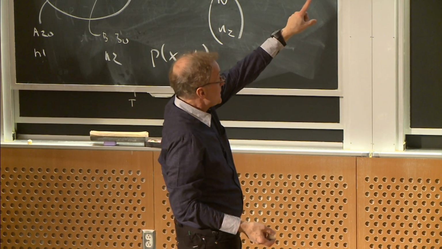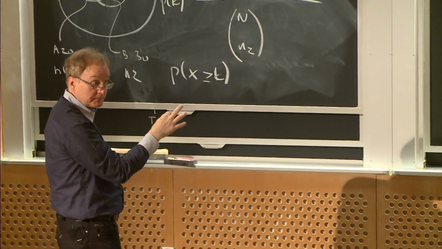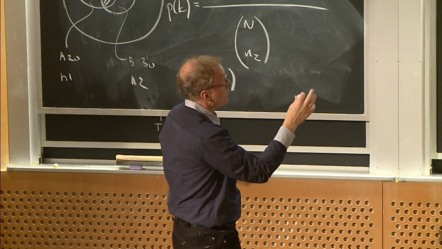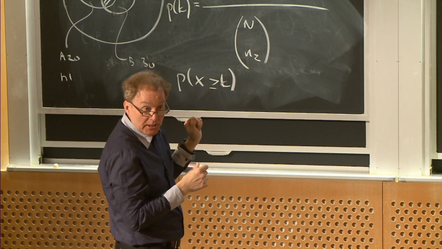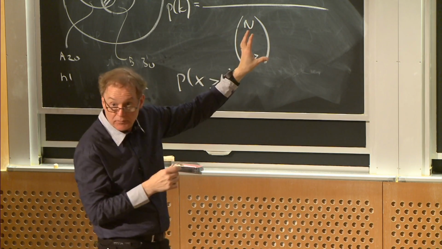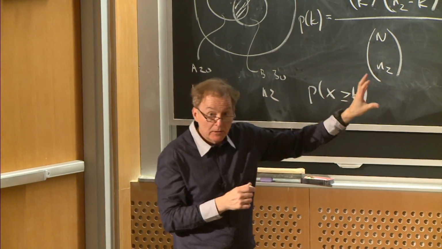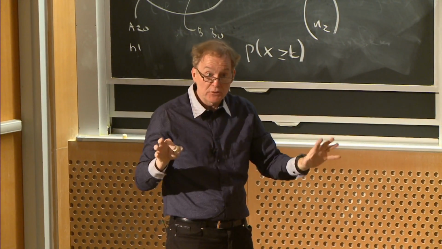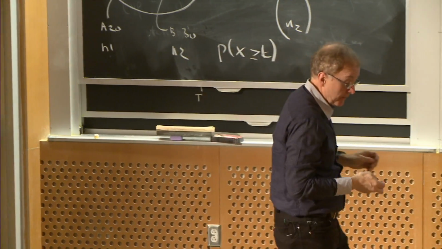So if you look at the exact computation, the probability of 3 here is 0.017, and the probability that I have 3 or more is 0.02. So that's still pretty significant. It's unlikely that would occur by chance, right? That I have 3 or more genes overlapping in this situation could only happen 2 out of 100 times. Does everybody understand what's going on here? Any questions at all? So you're all now hypergeometric whizzes, right? All right? Fantastic. Okay.